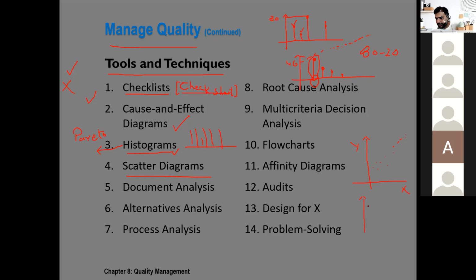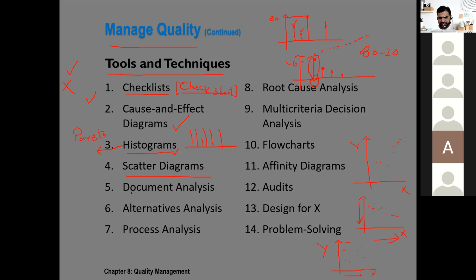Another scatter diagram I'm drawing here. This is showing that as X is increasing, Y is decreasing. So inversely proportional, but there is still a relationship. Or a scatter diagram that is very random, and we cannot determine what happens when X is increasing. Y could increase, could decrease, remain the same, and so on and so forth. So finding this type of relationship between two variables is called a scatter diagram.